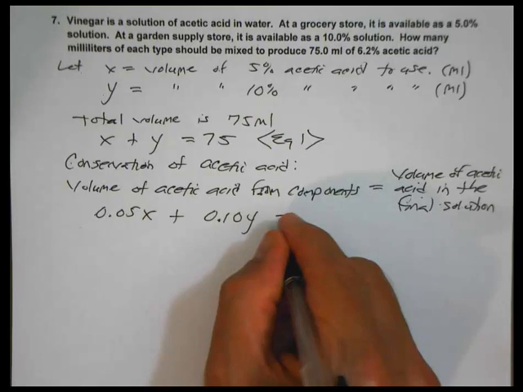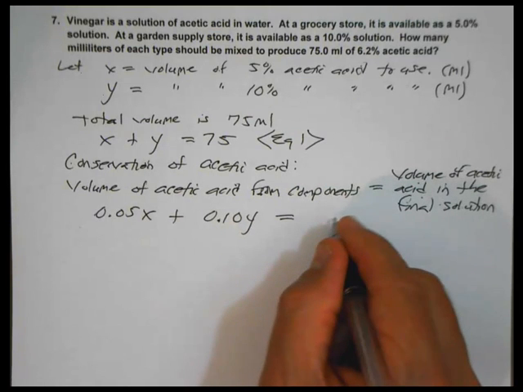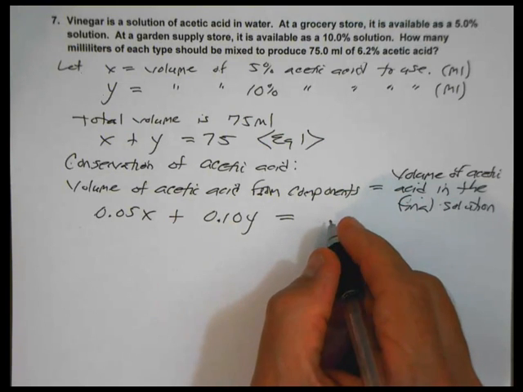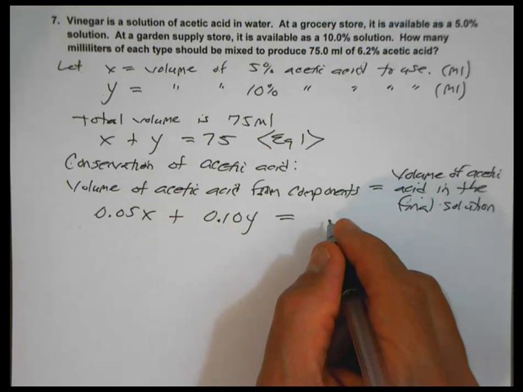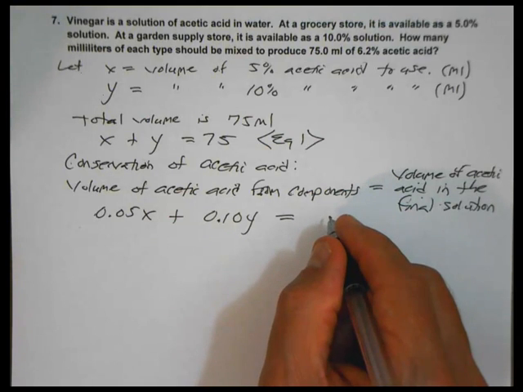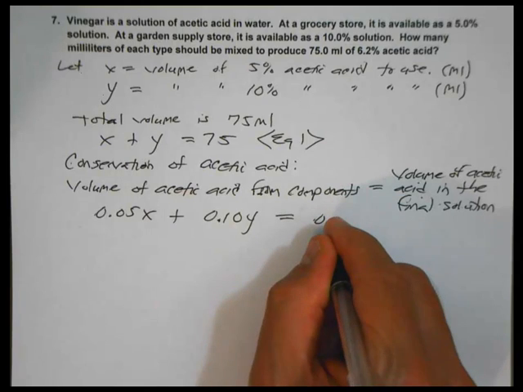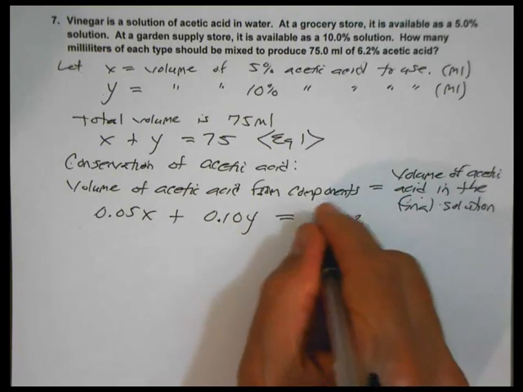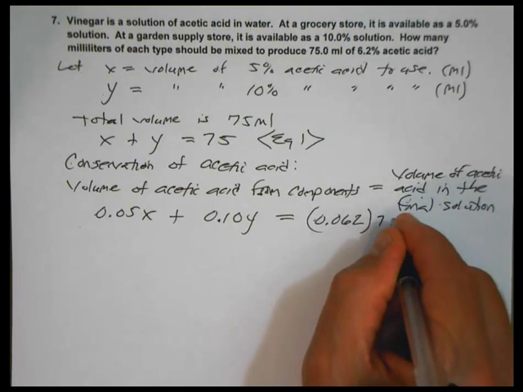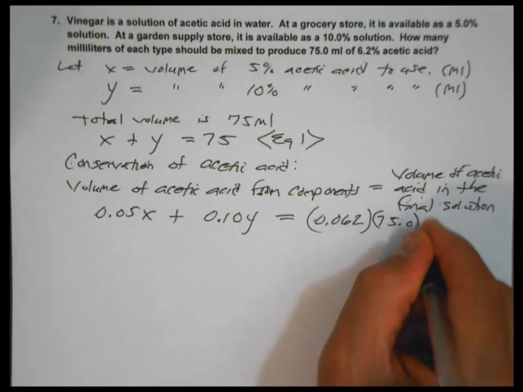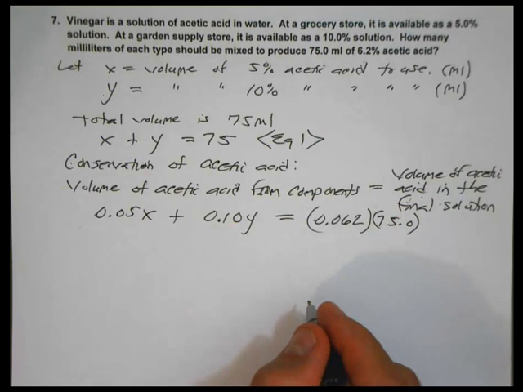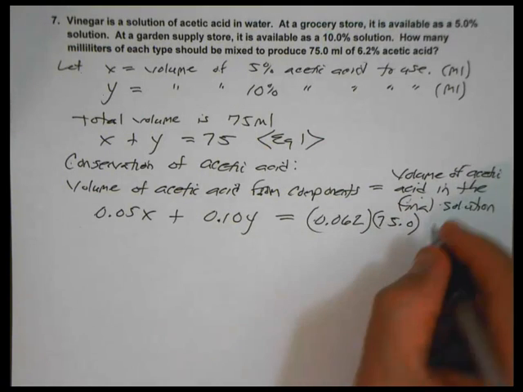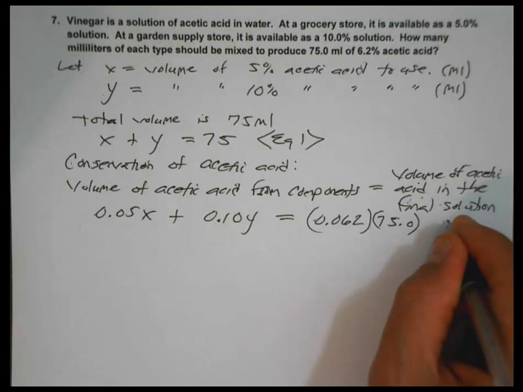And this has to equal, now, how much acetic acid is in our final mixture? The final mixture is 75 mLs of 6.2% acetic acid. So the volume of acetic acid amongst that would be 0.062, 6.2%, times 75.0. Percent times volume. Okay, and this has given us equation 2.